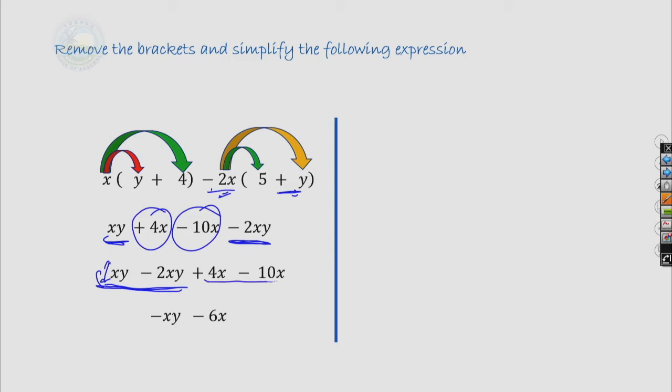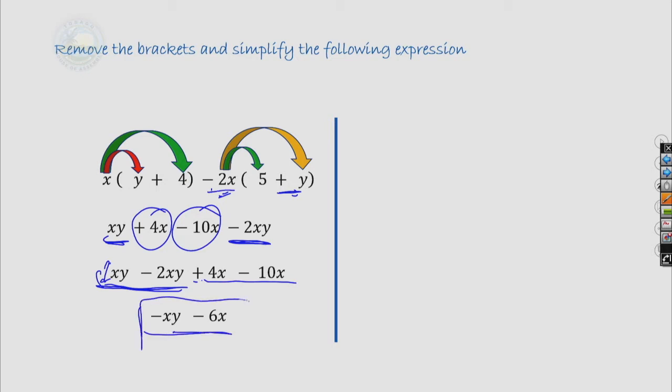And what is 4x minus 10x? Signs are different. It's positive 4x, negative 10x. Once the signs are different, and we are adding or subtracting our terms in algebra, we subtract the smaller term from the bigger term and carry the sign of the bigger term, giving us negative 6xy.